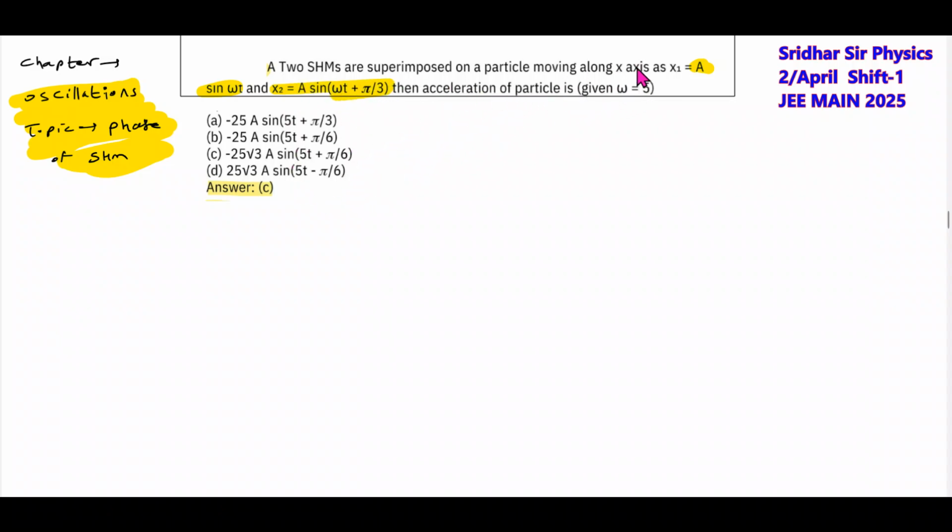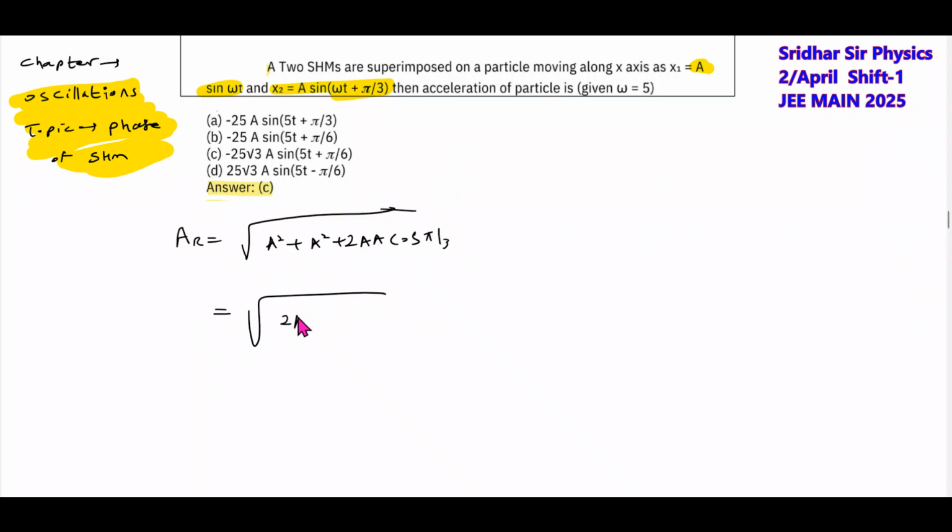Now we have to get this one. So first we will go for the resultant amplitude. The amplitude of each SHM will be a square only, plus a square, plus 2AA. Then what is the phase angle between them? Cos pi by 3. This will become 2a square, plus 2a square, cos 60 will be 1 by 2. Resultant amplitude is given by how much? A root 3.